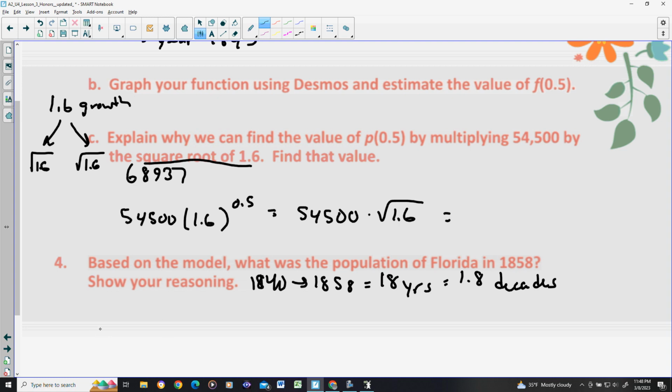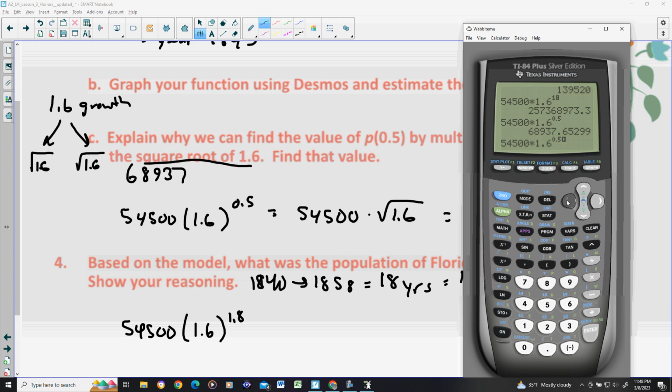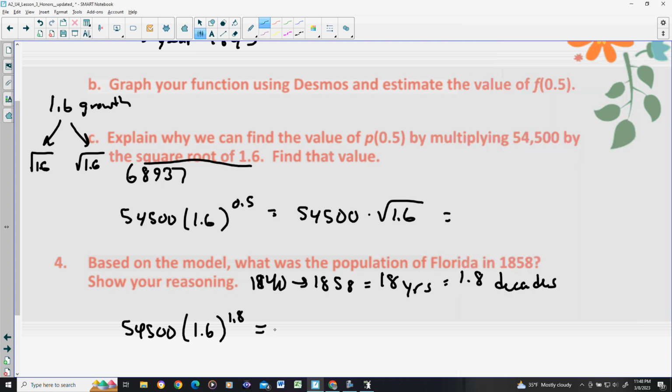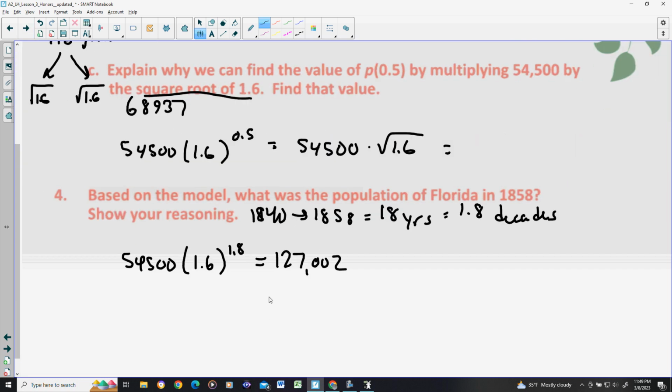So now I can do 54,500 times 1.6 to the 1.8 power. And I can do that. And let's go back and do it. 127,002. And does that number make sense? It should be a little bit lower than the value for 1860. And it is. It's a bit lower than the 1860 value. So the number is on par with that.